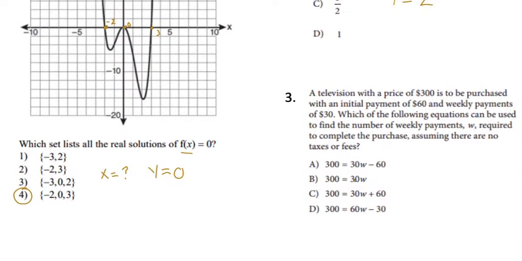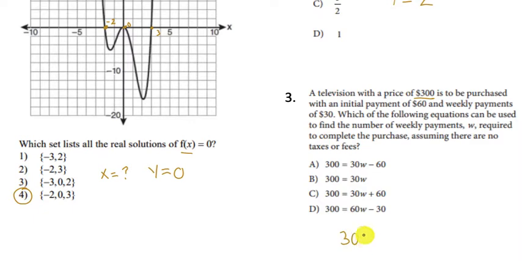Number 3, a television with a price of $300 is to be purchased with an initial payment of $60 and weekly payments of $30. Which of the following equations can be used to find the number of weekly payments W required to complete the purchase, assuming there are no taxes or fees? So in order to answer this question, we need to think about the context of the question.